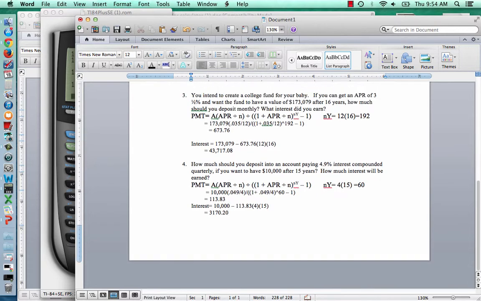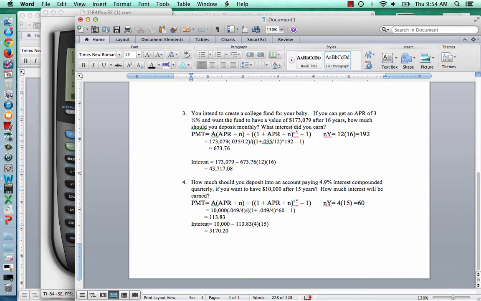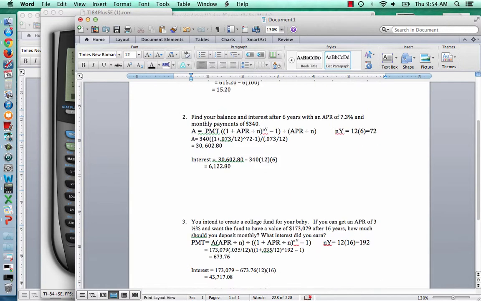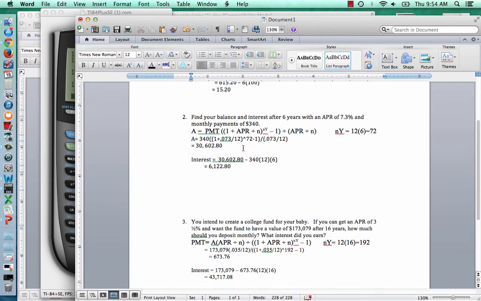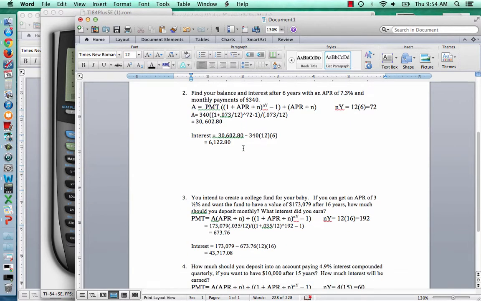So follow the examples carefully, use the formula sheet, and you can use that on the exam. Just make sure you follow the parentheses and the powers and every symbol exactly the way it's written.